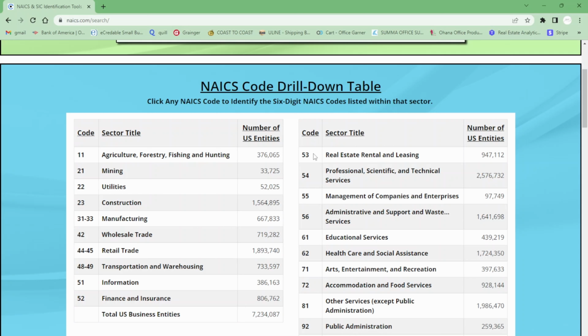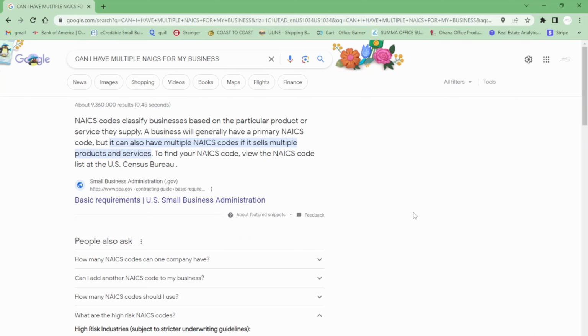So before we start looking specific industry codes up, let's just get down to some of the questions that were asked. The first question that was asked was, can my business have more than one NAICS code? Yes. Right here it clearly says it can also have multiple NAICS codes if it sells multiple products and services. Yes, you can have more than one as long as you are selling multiple products and services.